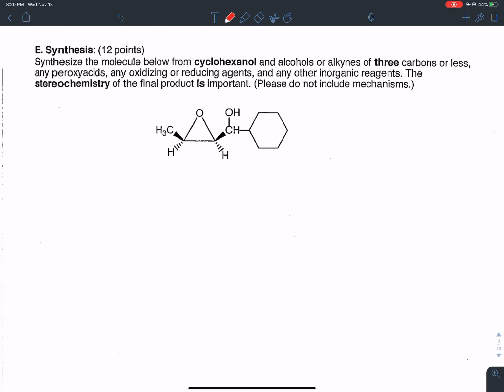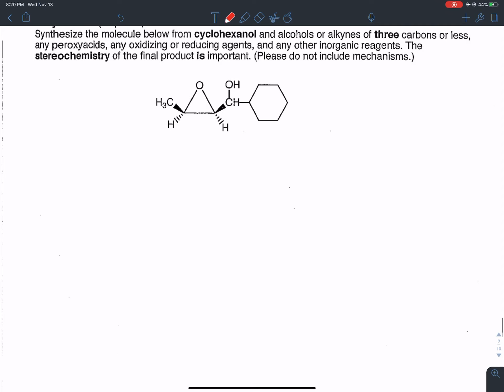Awesome. Synthesis. Synthesis is my favorite. It's really fun. It's what made me like Orgo. Also, if y'all are discouraged, I liked Orgo 2 way, way, way more than Orgo 1. So if you're not feeling this right now, you might like it later. So if it feels terrible right now, give it a chance next semester.